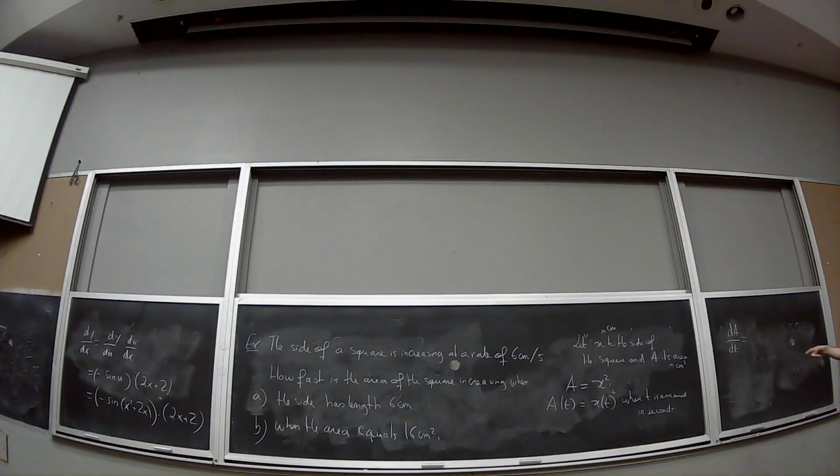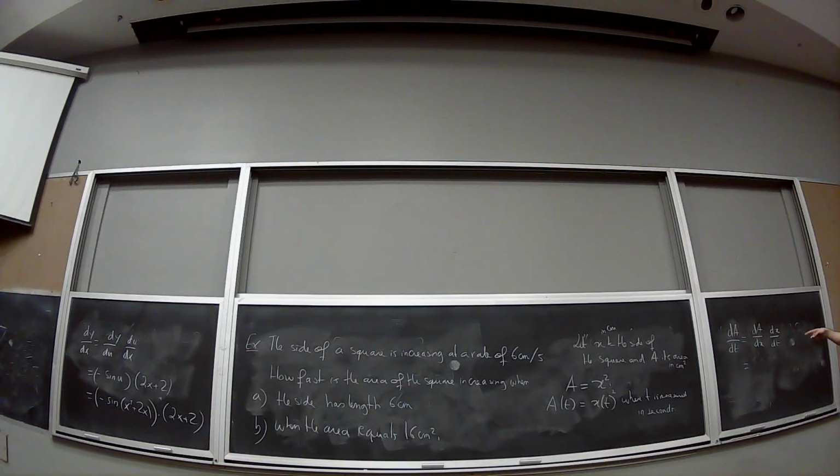Could we differentiate this automatically? What do you prefer, the dA by dt or A prime notation? Up to you. dA by dt. What do you get there? What is dA by dt? It's 2x times dx by dt. You guys see this or not? Let's take more steps. It's dA by dx times dx by dt. What is dA by dx? Differentiate A with respect to x. What do you get?